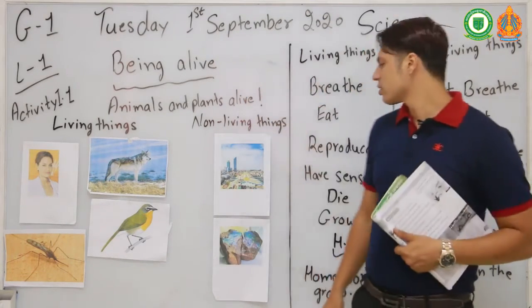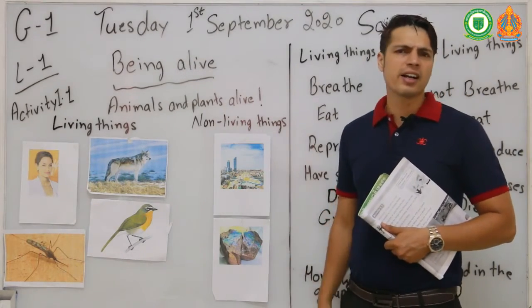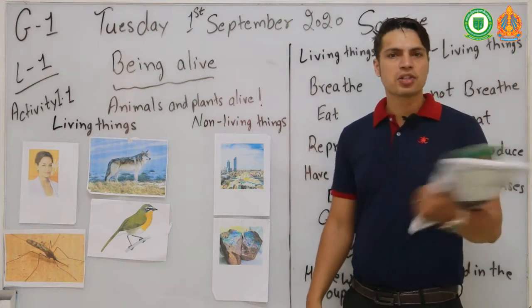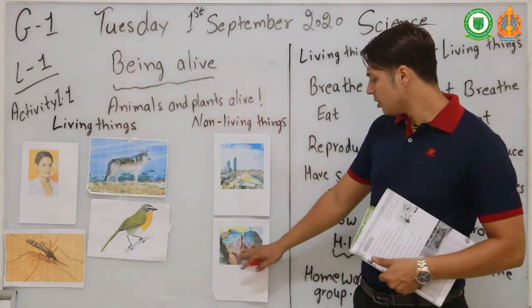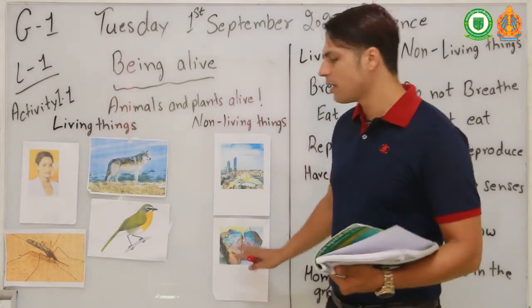What about non-living things? Non-living things like buildings. You go out, you see a lot of buildings, you see cars, okay? You see tables, chairs, and stones, okay? All these things are non-living things.